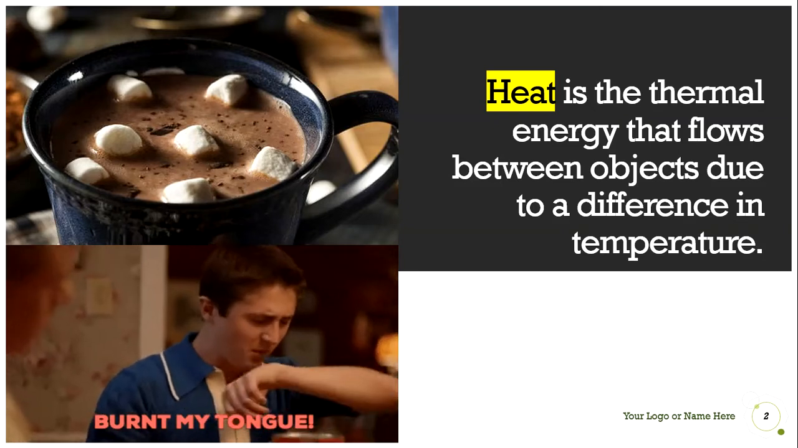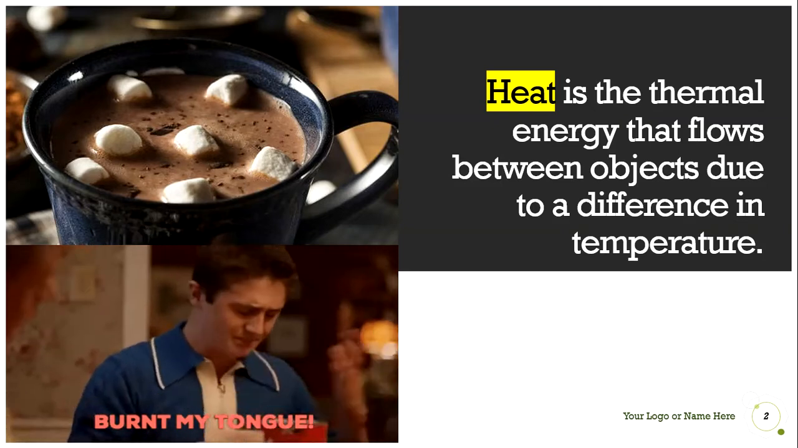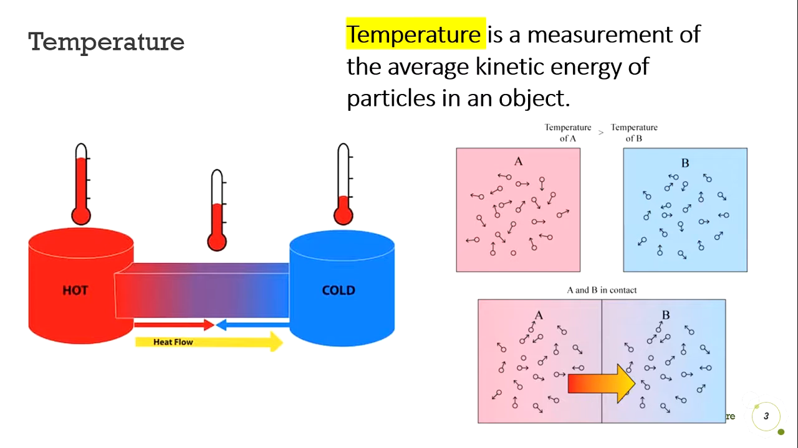Heat moves from an object with a high temperature to an object with lower temperature. But what is temperature? Temperature is a measurement of the average kinetic energy of particles in an object. You know that all the particles in an object are vibrating with kinetic energy. Remember, anything which is moving has kinetic energy. So objects with a higher temperature have particles that are vibrating faster. Objects with lower temperature have particles that do not vibrate as much.